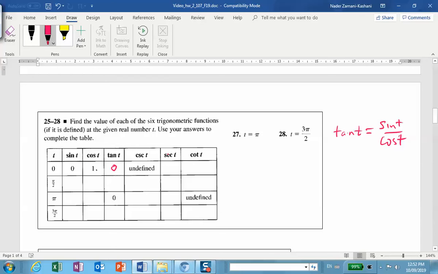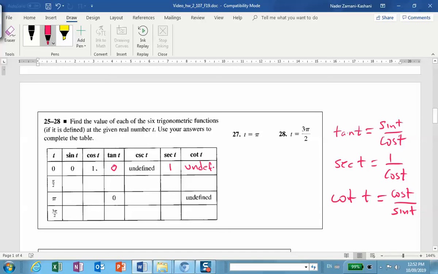Okay, secant of t is 1 over cosine of t. We cannot divide by 0, but cosine of t is not 0, so that's going to be 1 over 1. Okay, no problem. Now cotangent of t on the other hand is cosine of t over sine of t, and unfortunately sine is 0 here, so this is undefined.